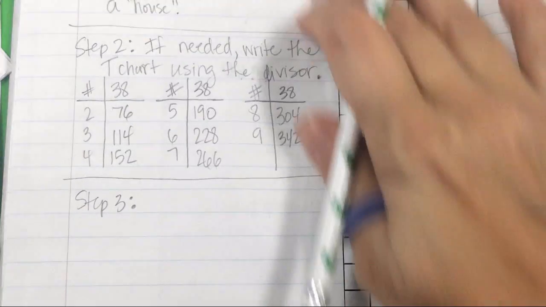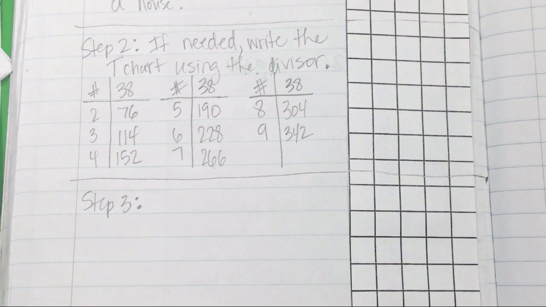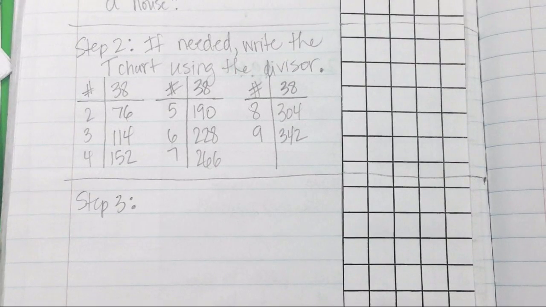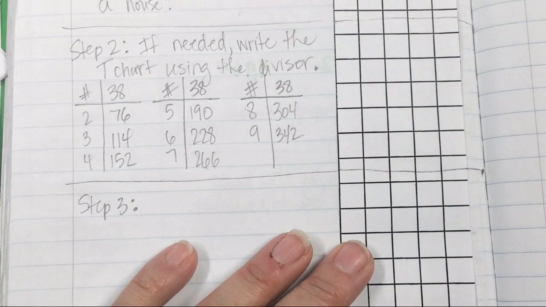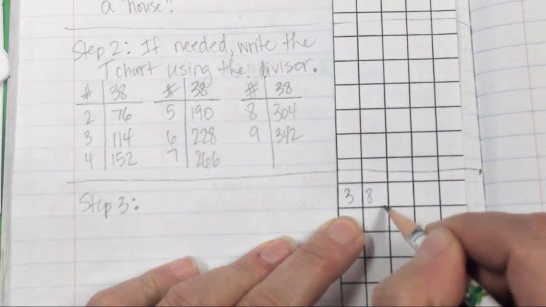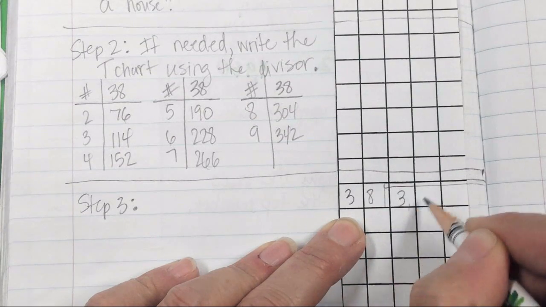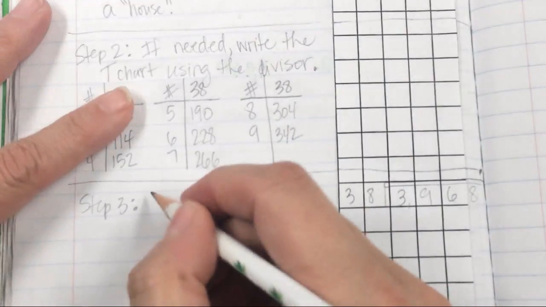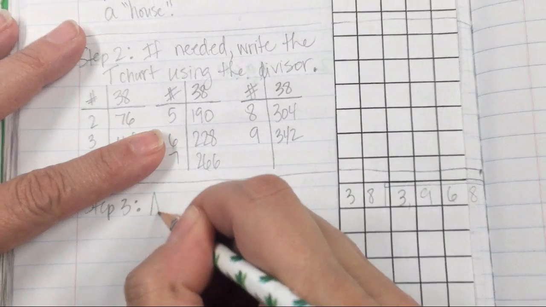Okay. Step 3. So, step 3. Step 3. So we have our problem. The first thing we've got to figure out, you're going to do one of two things. A or B.